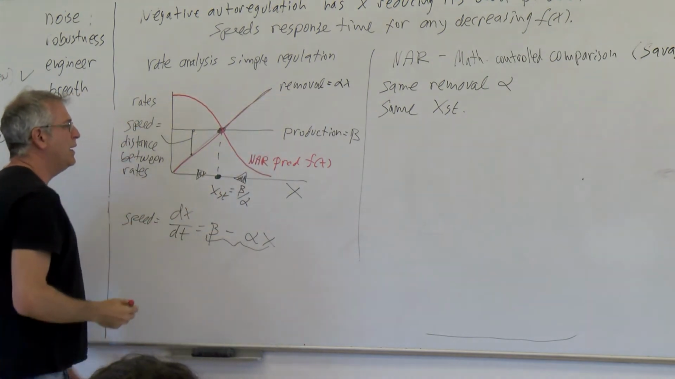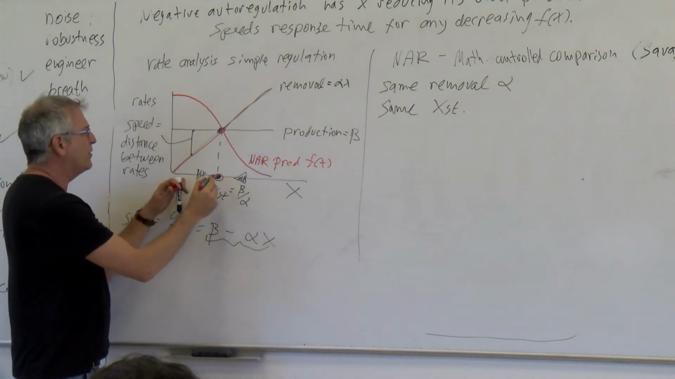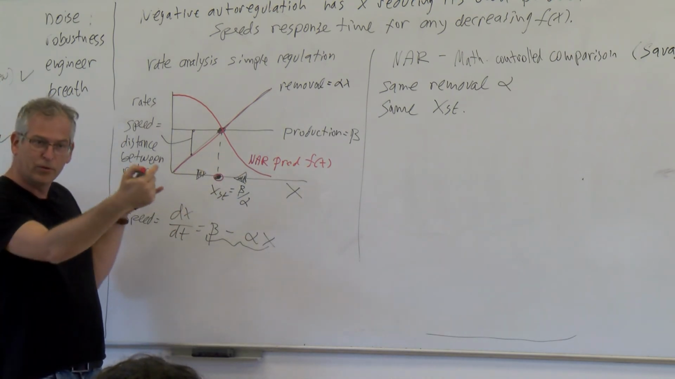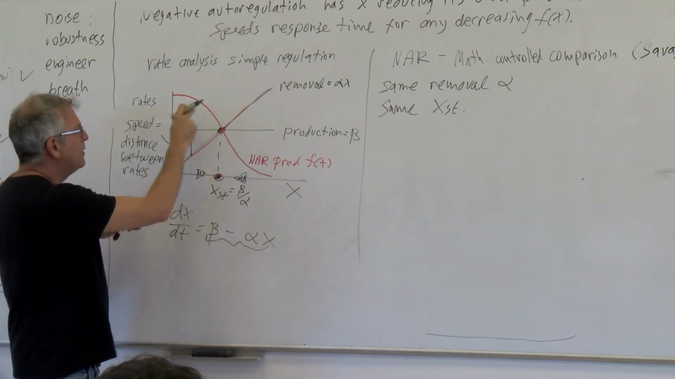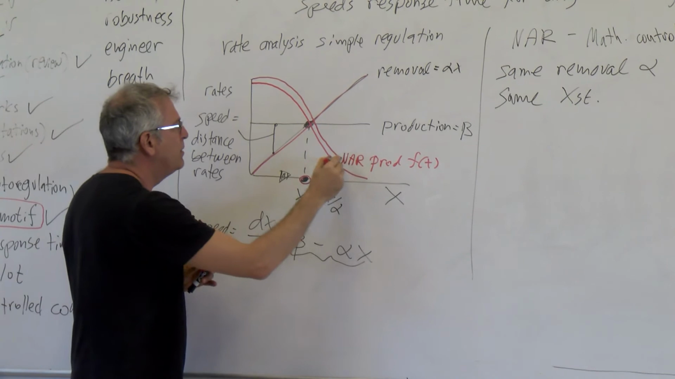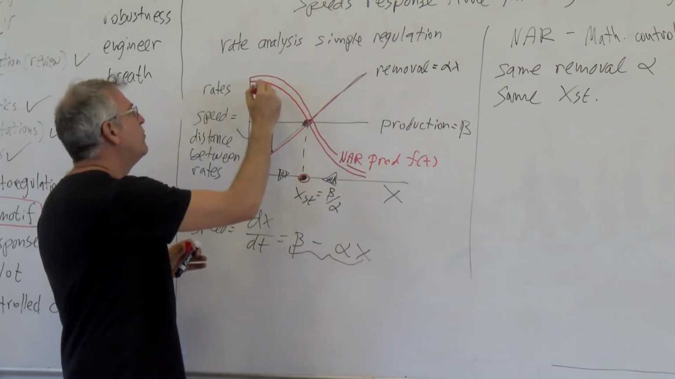Okay. Again, we see very quickly that our fixed point is globally stable, right? What you asked, it's globally stable. No matter where you start, you flow to it, because the production line is above the removal line here and below the removal line here, and therefore you flow.